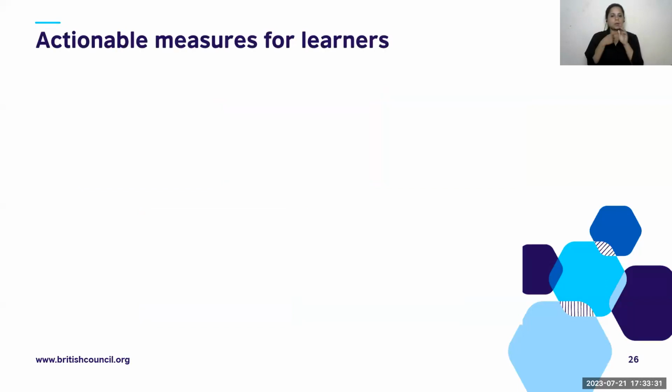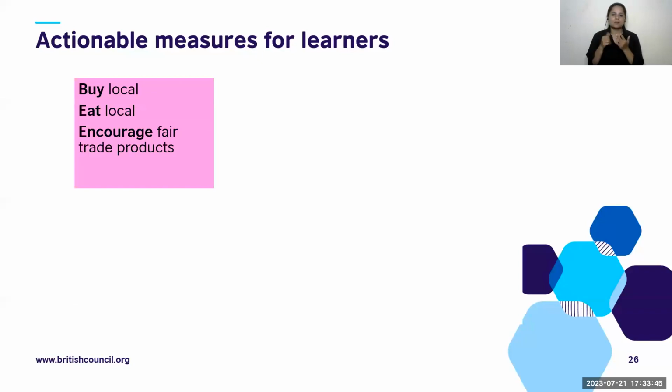So now let's look at actionable measures for learners. What can your learners do? So let's go step by step. There's a lot they can do, but we have only selected some because obviously we can't include everything. So the first one, Priya. The first one is buy local, eat local, and encourage fair trade products. I think this is crucial with all these huge chains of restaurants mushrooming up around us.